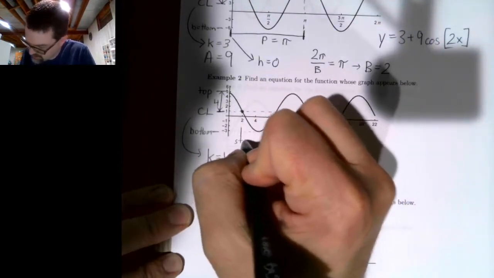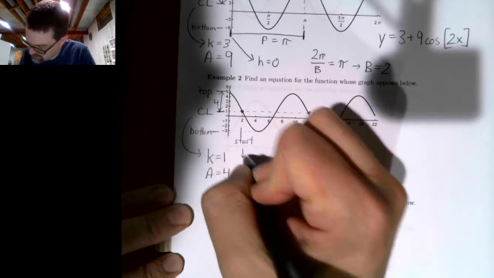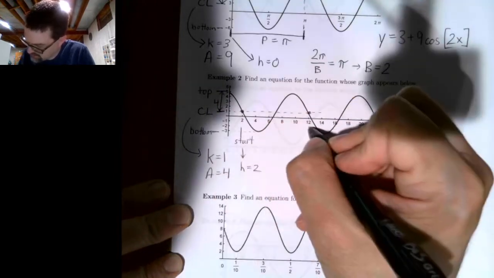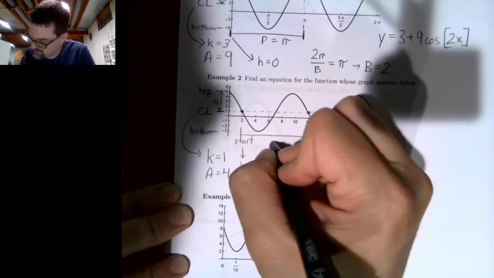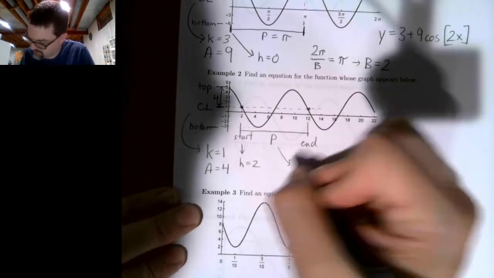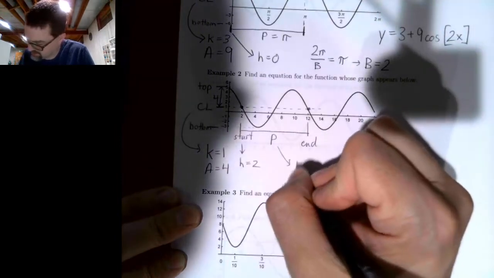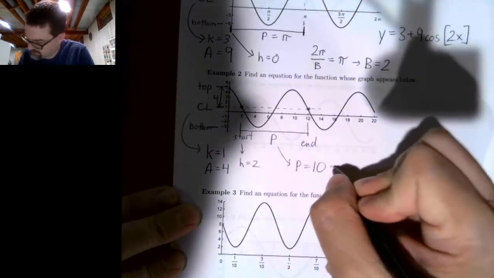So here's our start. So h equals 2. Here's our end. And we need to know this distance. There's your period. And from 2 to 12, that is 10.